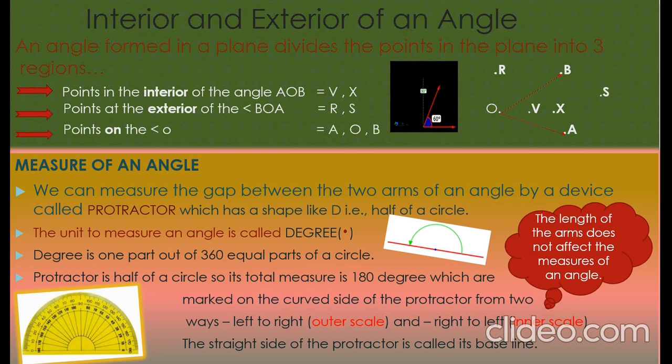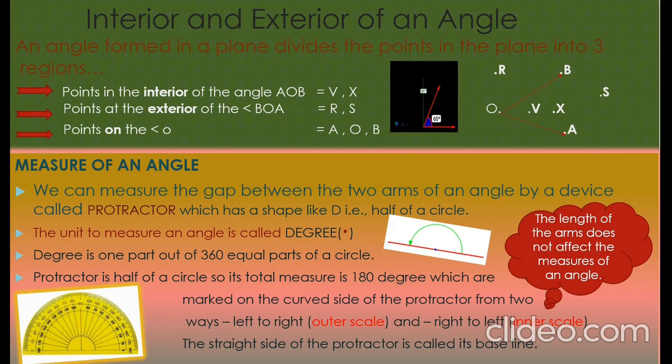Part of the plane included inside by two arms of the angle, that part is called interior of the angle. Part of the plane, or you can say points which are falling on the rays, those are known as points on the angle. And the part of the plane which is not included inside by two rays, that is known as exterior of the angle.